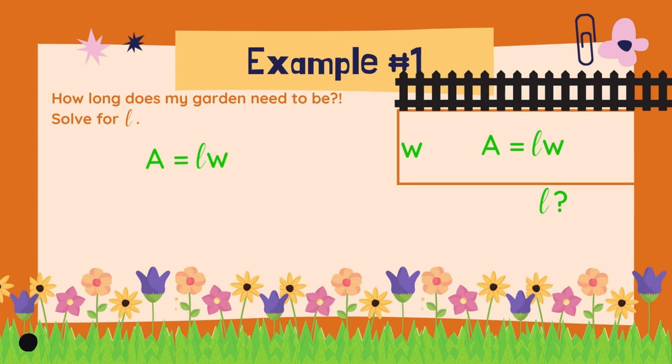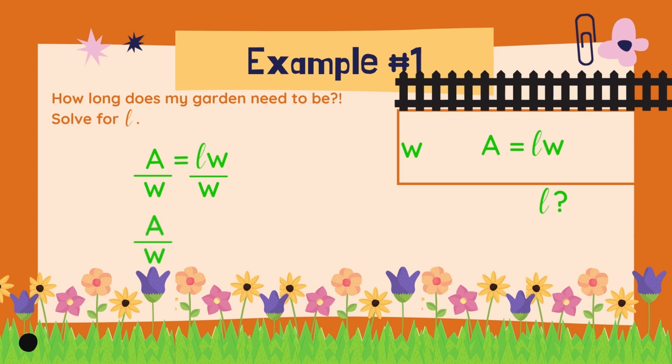If L is being multiplied by W, we need to undo it by dividing both sides of the equation by W. Now, when we're working with all letters or variables, we can't actually do any numerical math. We can't actually punch anything into the calculator and come up with a different number. So on the left side, we now have A divided by W. We're going to leave it like that.